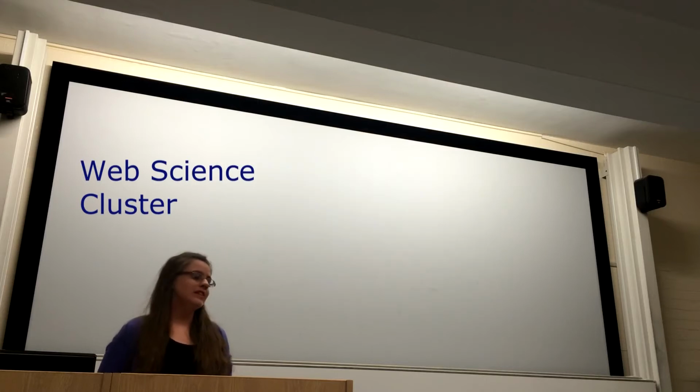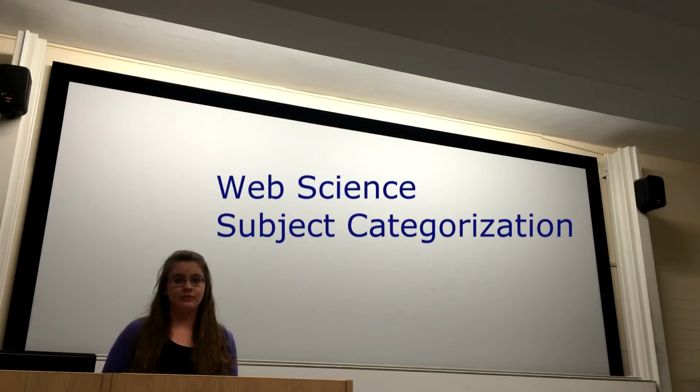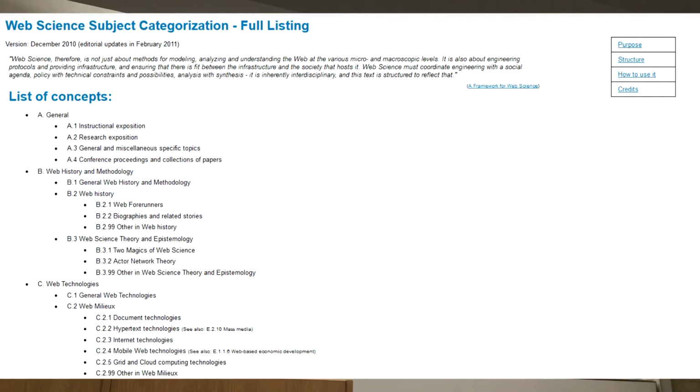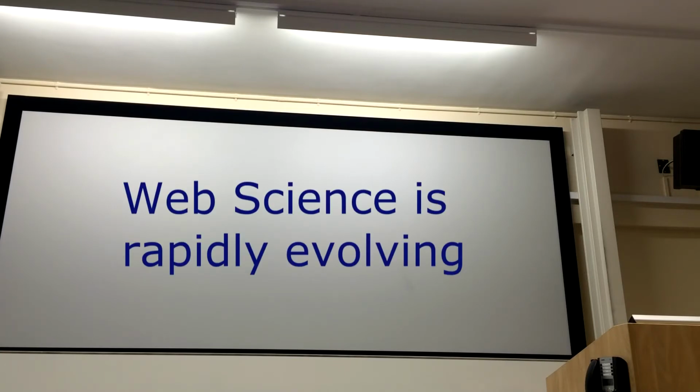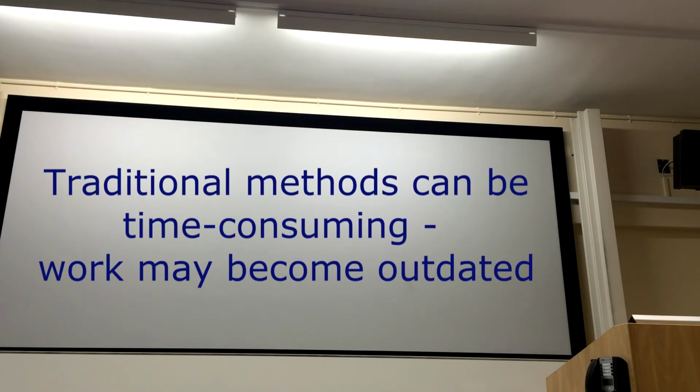Another example is the Web Science Subject Categorization. This is currently the only attempt to create a formal curriculum for web science. It was created using a formal top-down theoretical-based approach. Within a rapidly evolving field such as web science, definitions created using a traditional top-down method are highly likely to become outdated by the time they are completed.